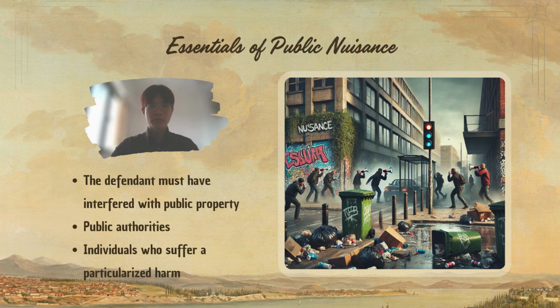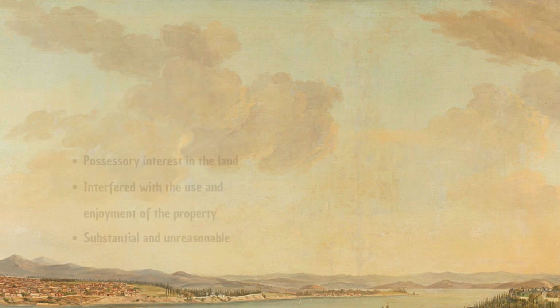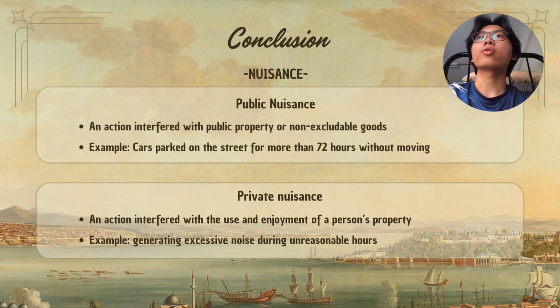To make a claim for private nuisance, the plaintiff has to show three essentials, which are: a plaintiff has a possessory interest in the land; a defendant performed an act that interfered with the plaintiff's use and enjoyment of his property; and lastly, that the defendant's interference with the plaintiff's use or enjoyment of land was substantial and unreasonable.